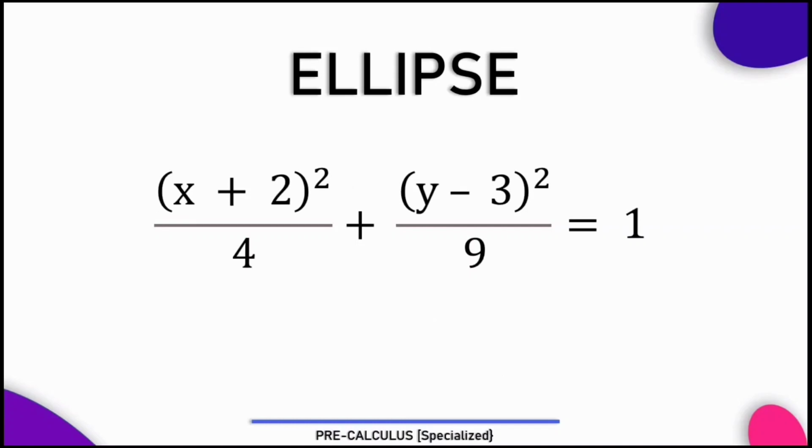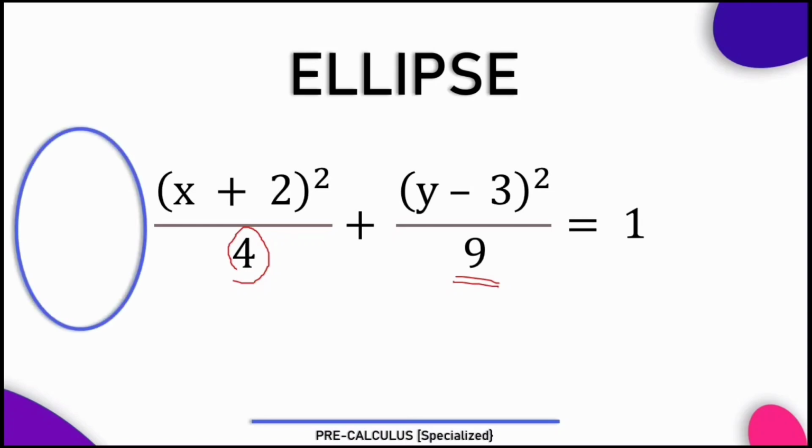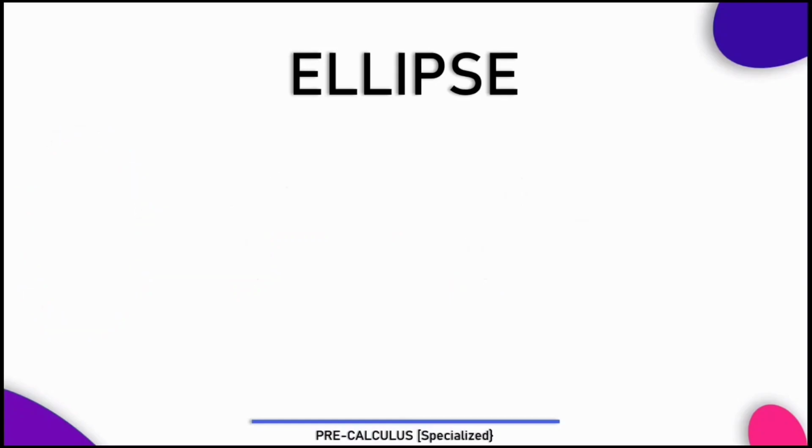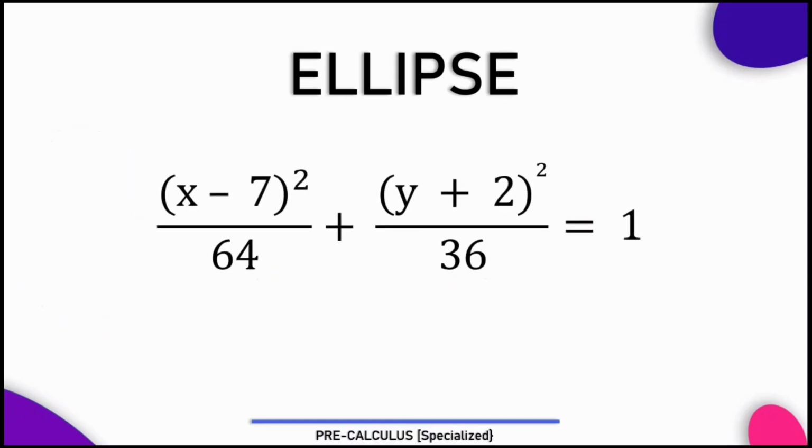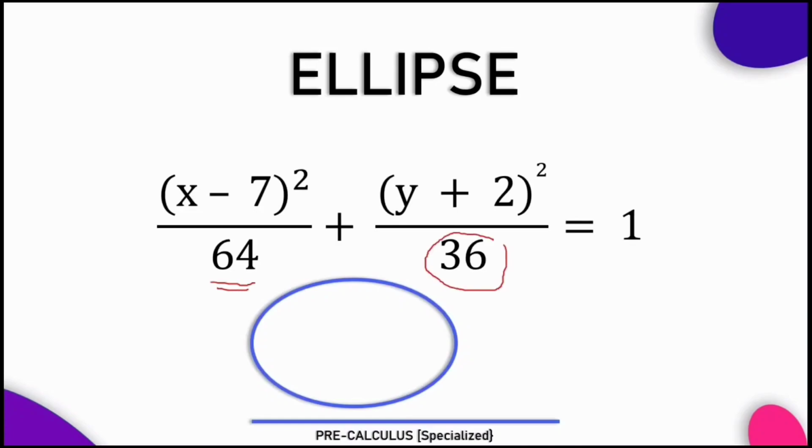So this is an example of an ellipse. Kung mapapansin niyo, mas maliit ang denominator ni x compare sa denominator ni y. Therefore, without solving, alam natin na vertical ang ating ellipse. Okay? Another? Sige, try nyo. Pause nyo muna ang video na to. If your answer is horizontal, you are correct. Kasi, mas malaki ang denominator ni x kaysa y. I hope that is clear.